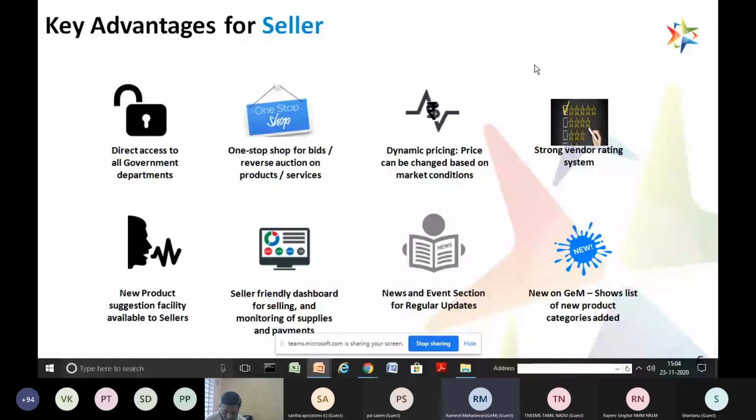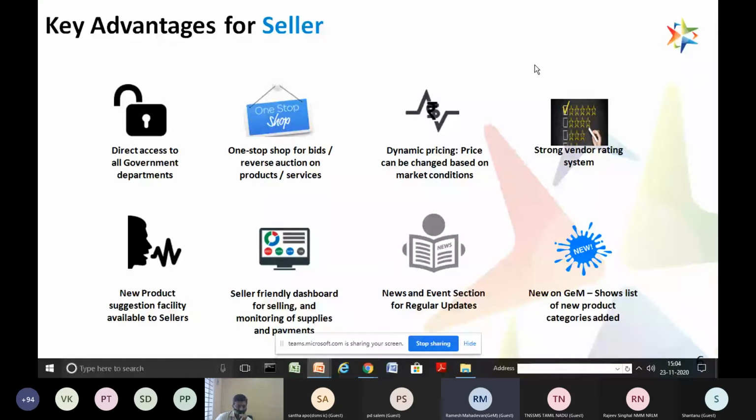New products have to be uploaded predominantly through the buyers, but now there's a new feature called crowdsourcing coming up in 4.0, where the sellers can vouch for the new products they want uploaded onto this portal. Beautiful seller-friendly dashboards are available, and we keep sending regular updates in the news and events section, where anybody can go and look at it. The "New on GeM" area is where GeM posts the new features coming up, both from the buyer and the seller perspective, where you can get yourself updated.